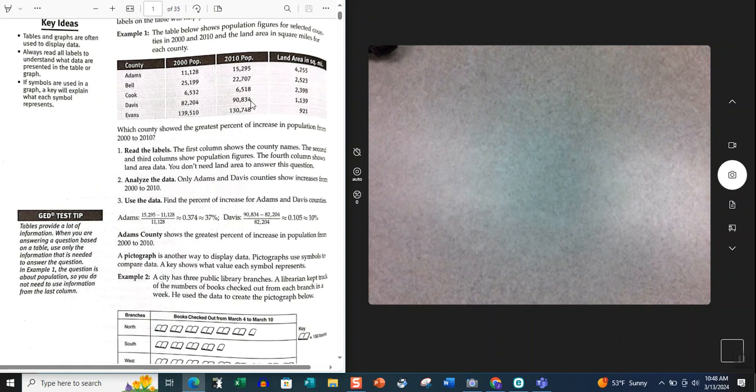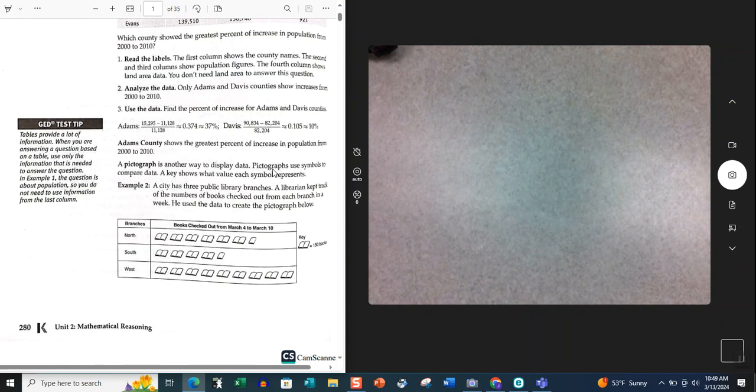The new value was 90,834. The old value is 82,204. And divided by 82,204, which gives us approximately 10%. So Adams County shows the greatest percent of increase in population.